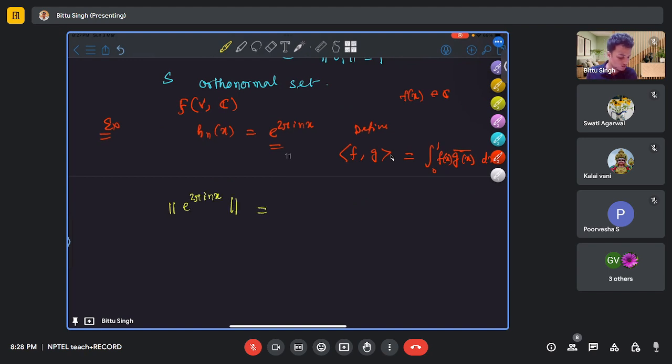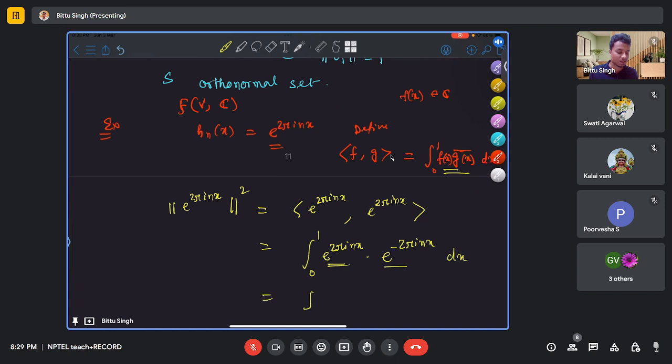From the definition, it is clear the norm is the square root of, that is, instead of norm, let us take the norm squared. So the norm squared is the same as the inner product of e to the power 2 pi inx with e to the power 2 pi inx. Now this is the same as e to the power 2 pi inx by definition times the conjugate of this. What will be the conjugate of e to the power 2 pi inx? It is e to the power minus 2 pi inx, right? And we are integrating from 0 to 1. So now those two things will cancel, and we will get 1 times dx from 0 to 1.